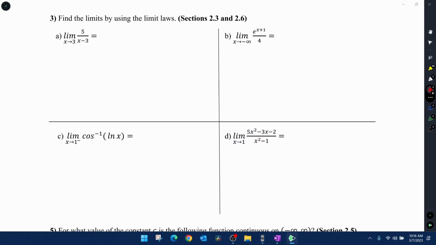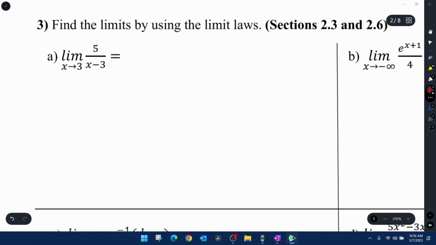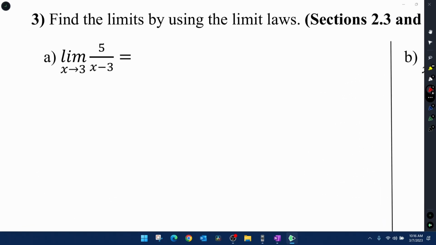Part 3, find the limits by using the limit laws. And so thanks to technology, I can actually zoom in on each one of these so you can see it better. Are we able to calculate this particular limit by direct substitution? Do you see that would create an undefined situation?